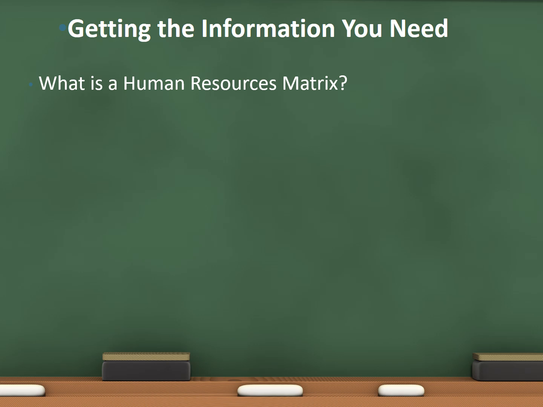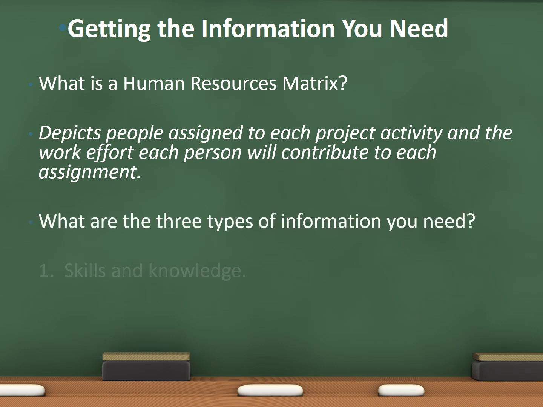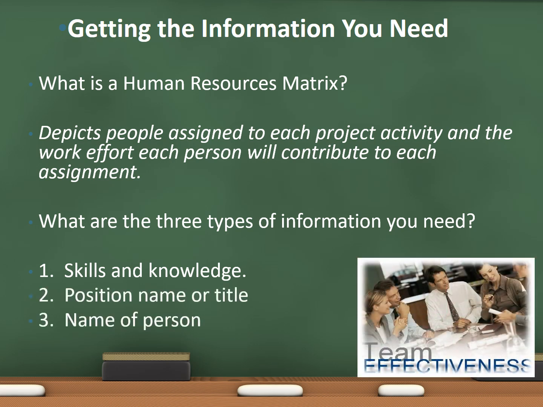There's also what's called a human resources matrix. It depicts people assigned to each project activity and the work effort each person will contribute to each assignment. The types of information you need here are their skills and knowledge, their position name or title, and, of course, the name of the person.